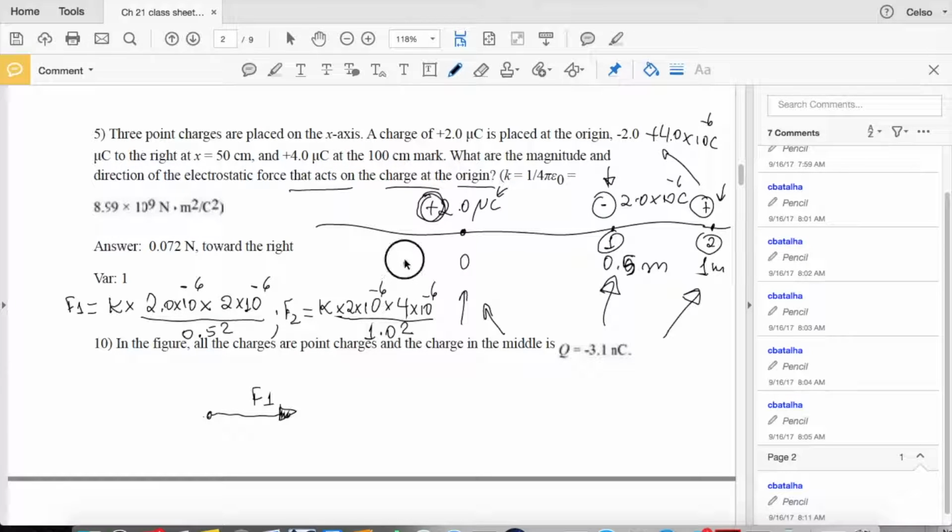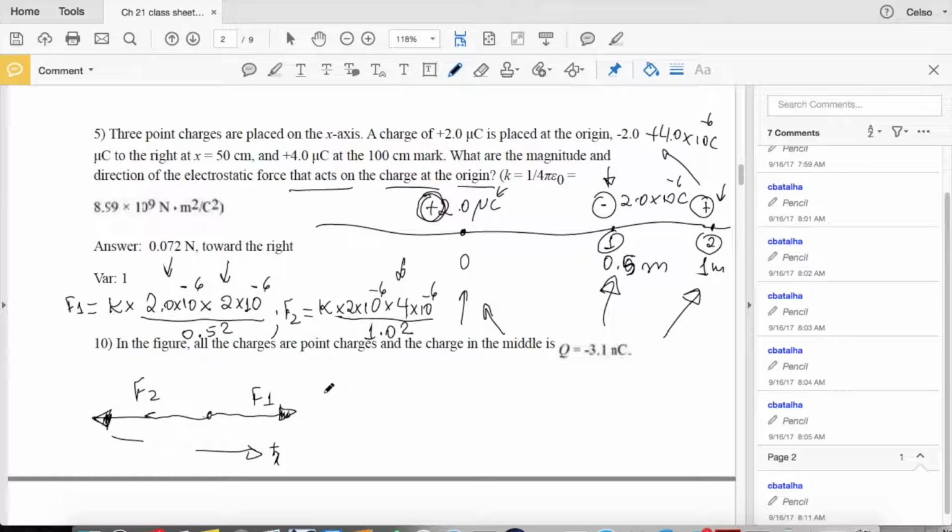Very important: I'm not worried about signs on the charges, because I already indicated the directions of the forces in the diagram. So as of now, I'm not thinking about how strong those forces really are. I'm just worried about the direction. That's why I'm representing this vector as big or not, I really don't care.